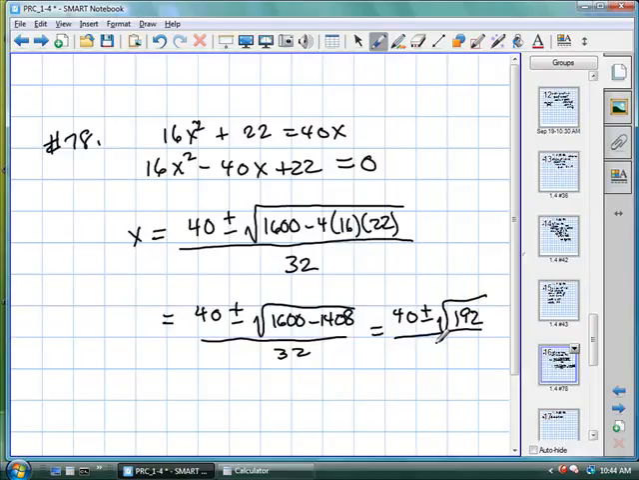And what's with the square root of 192? Is that a nice even number? That's sounding pretty good. 16 times 12. So 40 plus or minus. Oh wait, so 16 times 12 would actually be 64 times 3, wouldn't it?